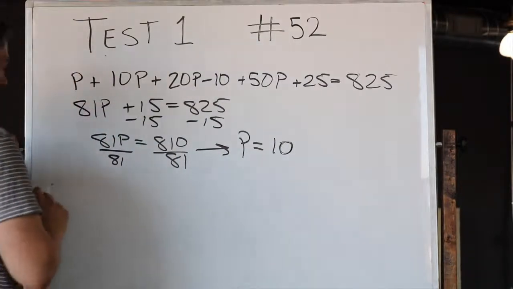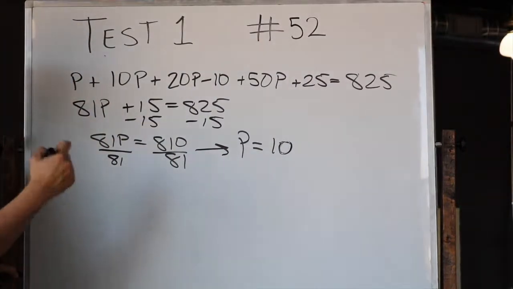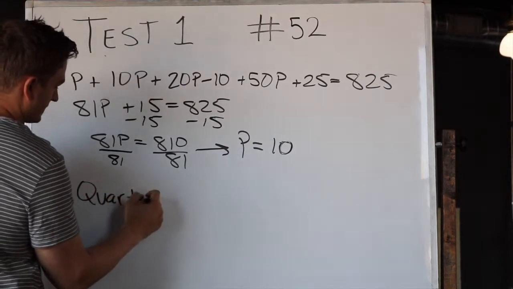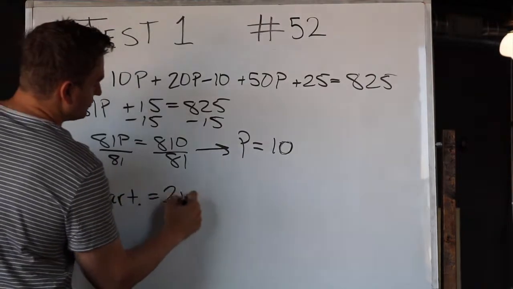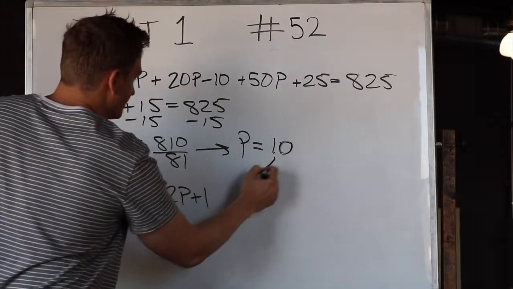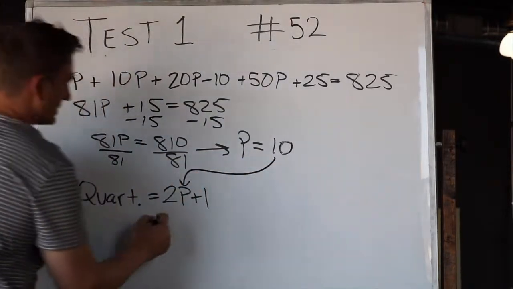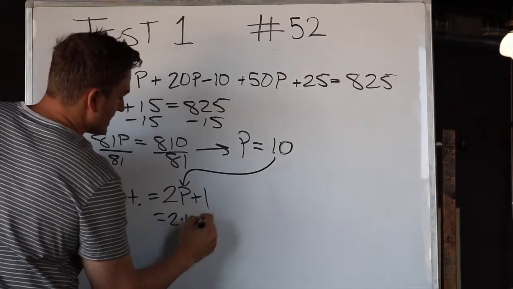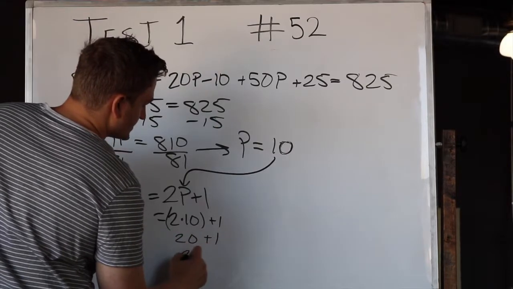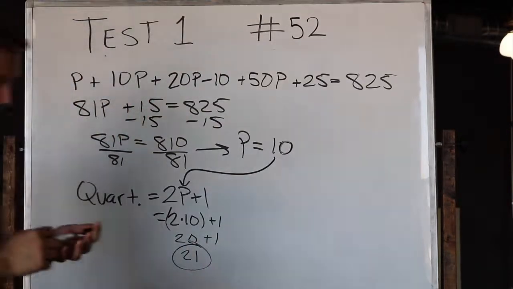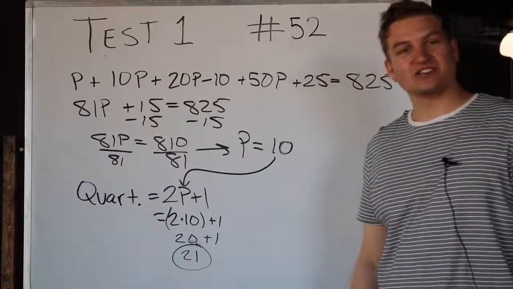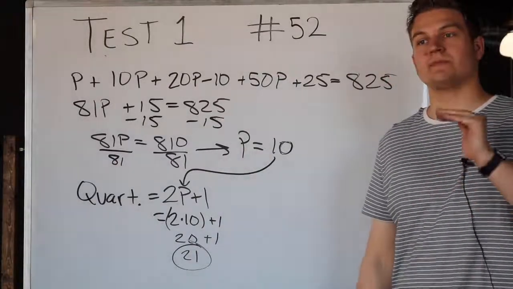We know from earlier, if you need to rewind the video to find this, that the number of quarters was equal to 2P plus 1. Now if P is 10, we'll substitute that in for P. We get 2 times 10 plus 1, which is 20 plus 1, which is 21. Meaning that after all that work, we finally have it. This person had 21 quarters. So your answer is 21.